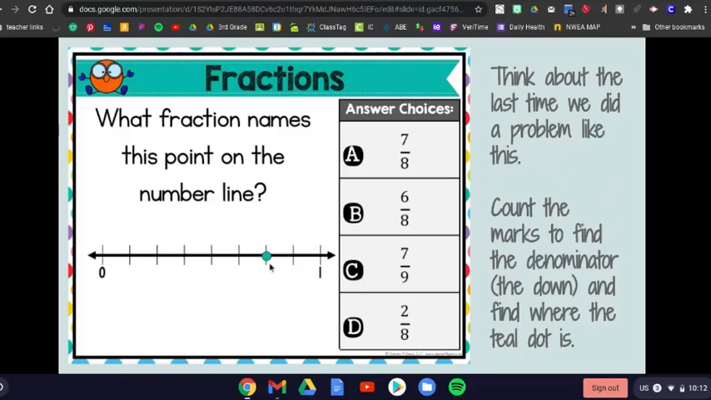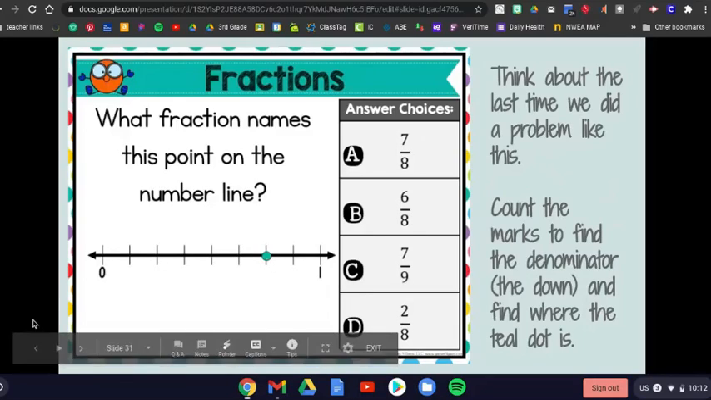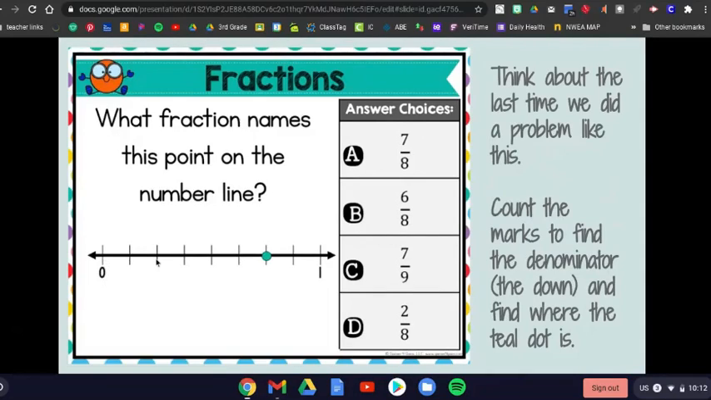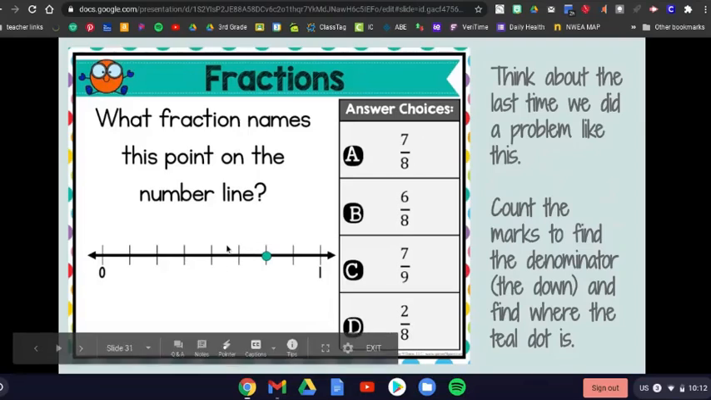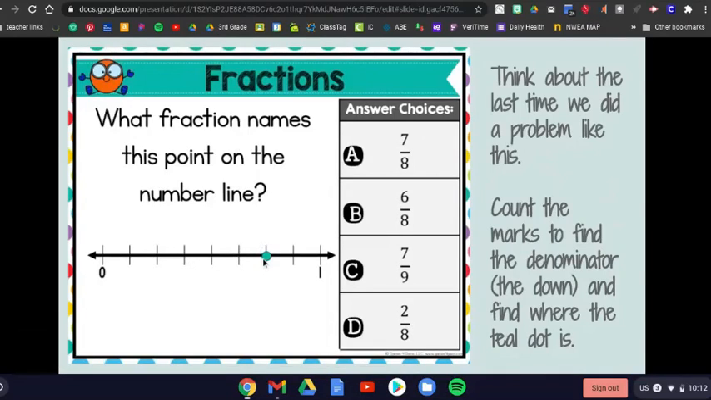So I have a teal line right here. This is 0, so I don't count this. And then I start 1, 2, 3, 4, 5, 6. The teal dot is on the 6 on the number line, and the only answer choice that has a 6 in the counting space is B, 6 over 8. So the correct answer is 6/8, because if I count on the number line marks, I count to 6, and that is the correct answer.